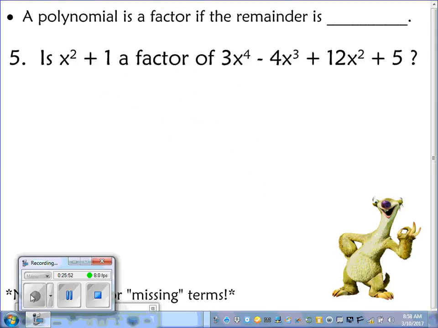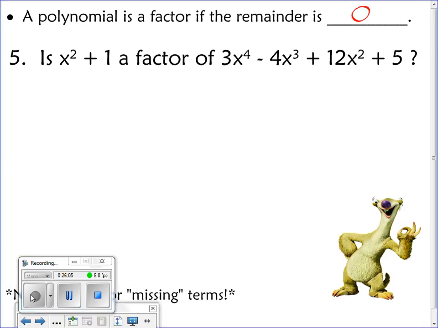All right, so number 5. Well, first of all, a polynomial is a factor if the remainder is 0. There we go. If it doesn't have a remainder, it's got a remainder of 0, then we know it is a factor. It's not a factor if it has a remainder, because that means it didn't divide nicely. So is x squared plus 1 a factor of 3x to the 4th minus 4x cubed plus 12x squared plus 5? How do you know if it's a factor or not? We got to divide it, yeah. I know you think, oh, it's a yes or no question, but no, you still got to divide. All right, so let's go ahead and set it up.